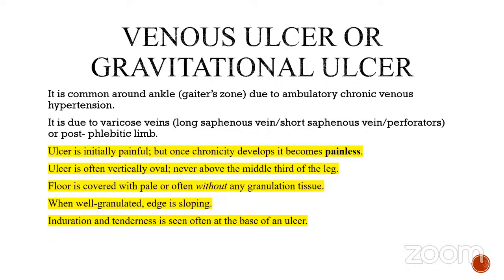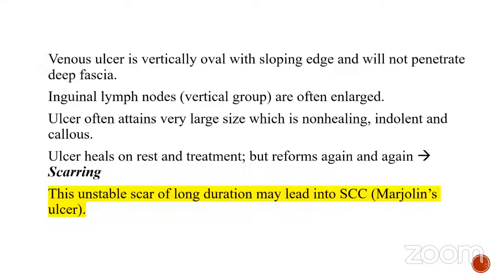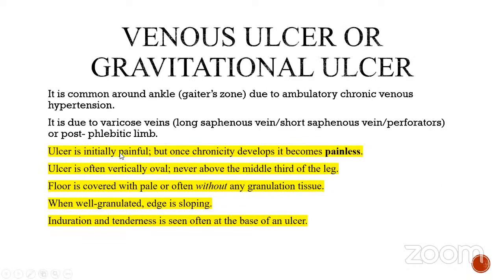Next is venous ulcer. Venous ulcer is also called gravitational ulcer. This ulcer is very common around the gaiter zone. A gaiter is what you see above a shoe. Gaiter is something that trekkers wear to prevent moisture, water, or dust entering into the shoes. So the area where we put a gaiter is called the gaiter area, and venous ulcer is very common in the gaiter zone. Please remember that picture of a gaiter so that it'll be easier for you to remember.